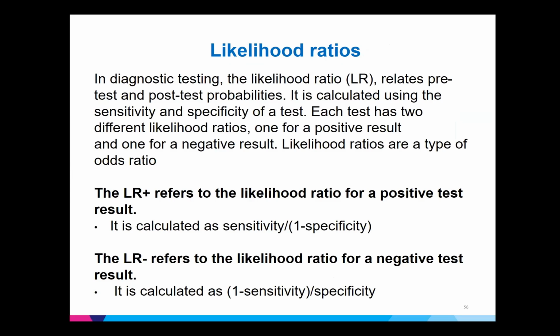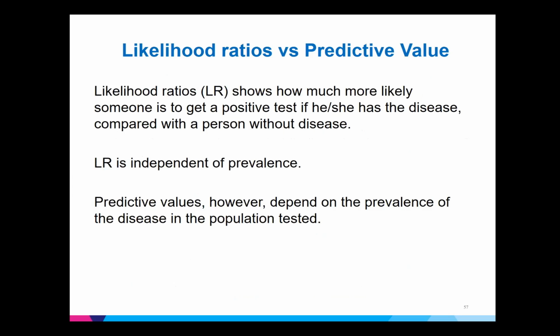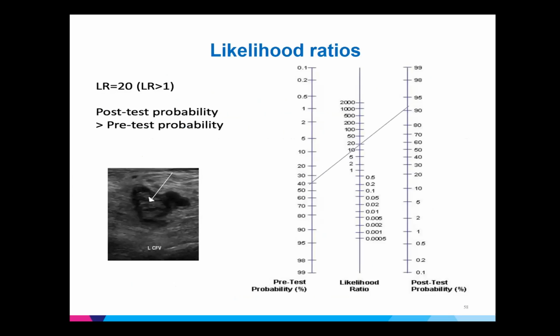So likelihood ratio, this is when we're going to talk more about diagnostic testing, so pre- versus post-test probabilities. And you're looking at sensitivity, specificity, and these likelihood ratios. Really what you're trying to say is how likely it is that your diagnosis is correct afterwards, which will be the likelihood ratio positive, and then the likelihood ratio negative you're seeing here. Likelihood ratio is more independent of prevalence, whereas predictive values are more dependent on the prevalence of the disease in the population tested.